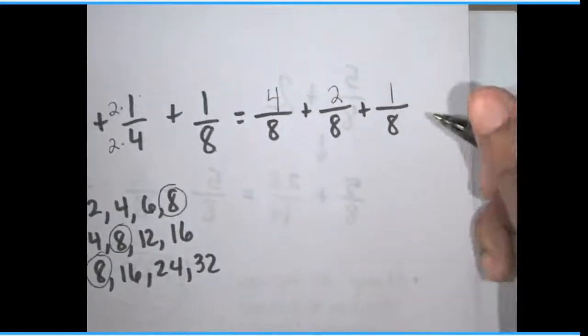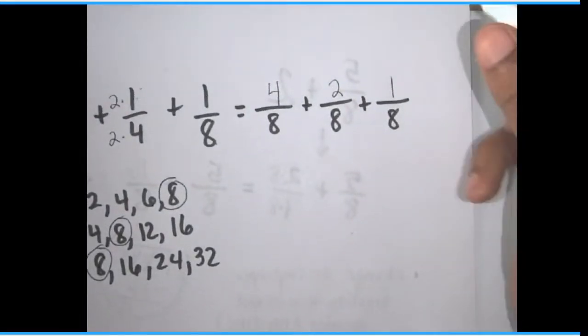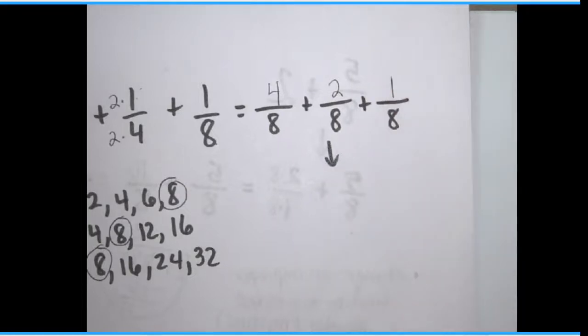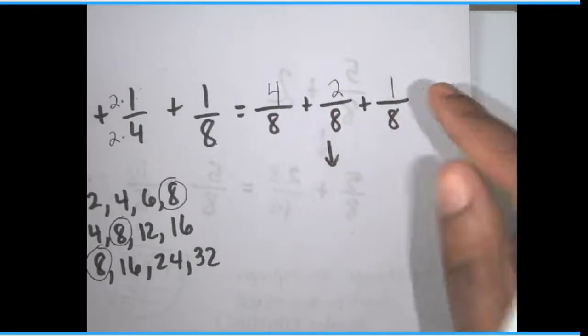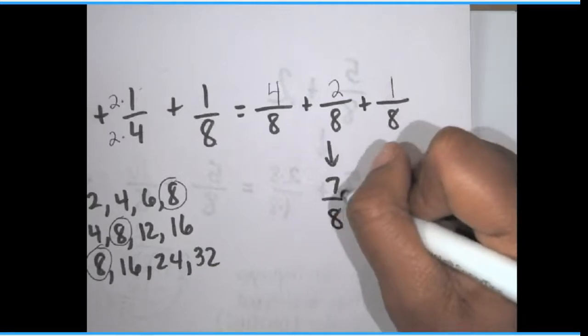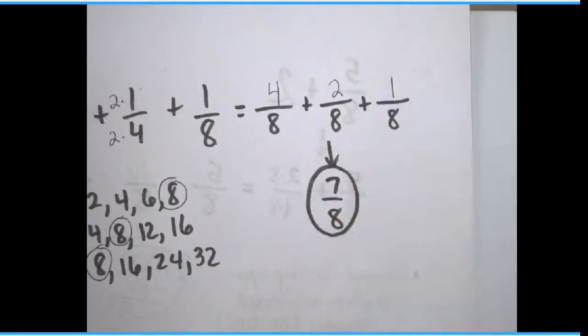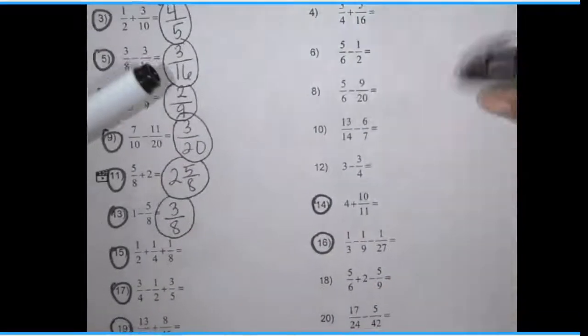So the final answer to this one, we're just going to add a cross. Just going to put my final answer. So 4 plus 2 is 6. 6 plus 1 is 7. So 7/8 is the answer for number 15. 7 out of 8.